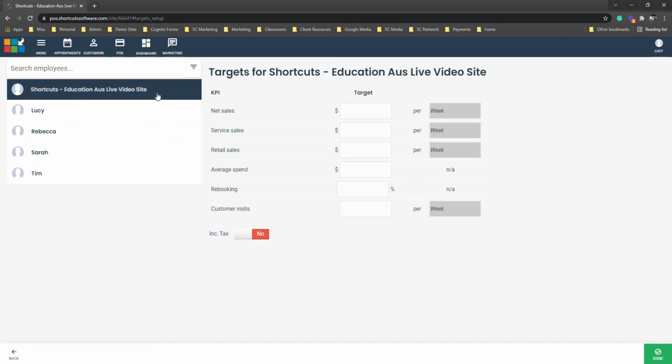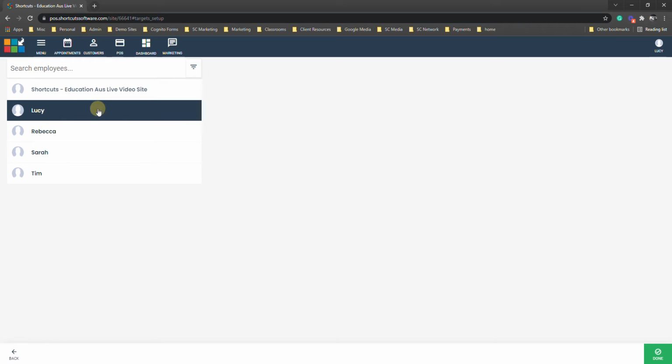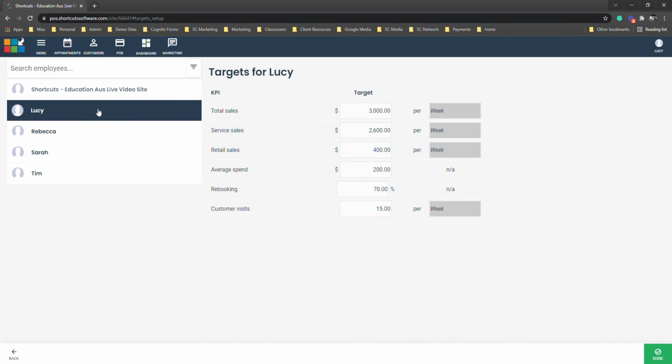Now we're going to come back to the business as a whole, but I've already popped in some targets for Lucy and Sarah. So we'll go to Lucy. I'll explain what we've got here. Now the second one down says service sales. So for this week, I've put in here that 2,600 is Lucy's service target, 400 there for retail. Then the total of those two is 3,000.